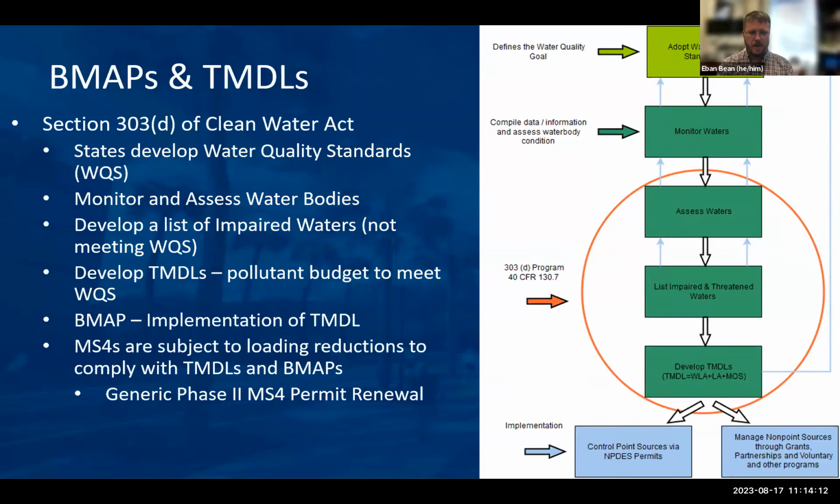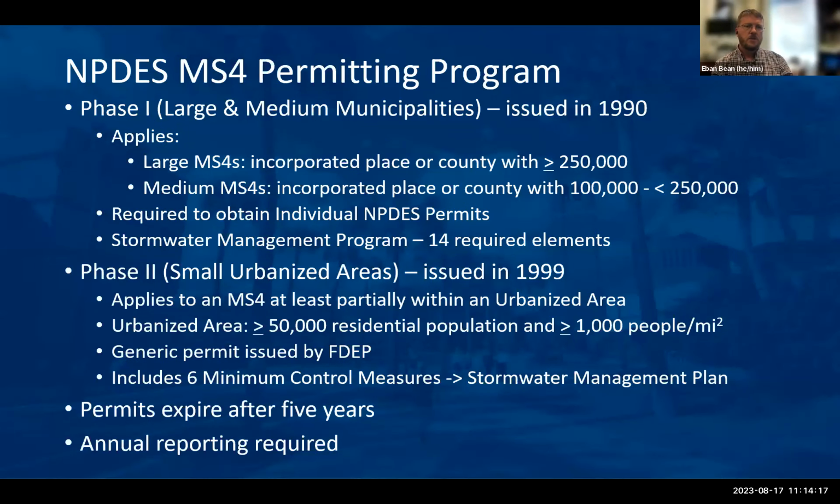And part of that is dealing with the generic Phase 2 MS4 permit renewal. I mentioned briefly that there are two phases of the NPDES MS4 program. Phase 1 are the large and medium municipalities. This began in 1990, and these are basically any municipalities that were 100,000 or more. We had 14 elements in that permit. But each of these large municipalities had to obtain an individual NPDES permit, so they have some special unique requirements. It's tailored to their community.